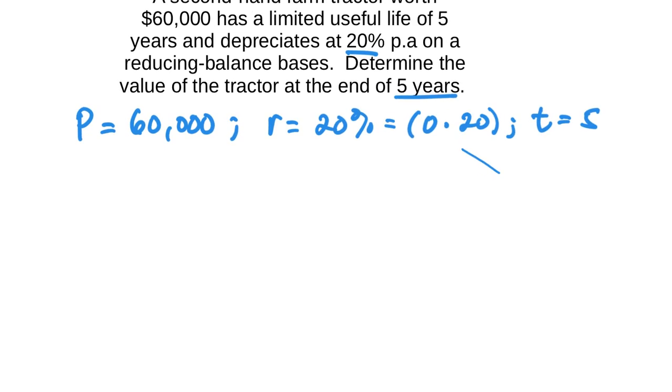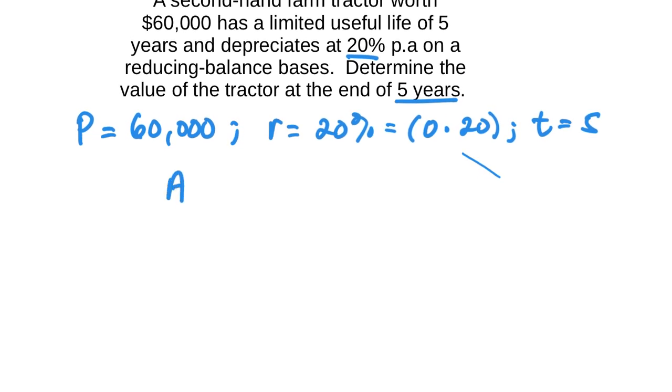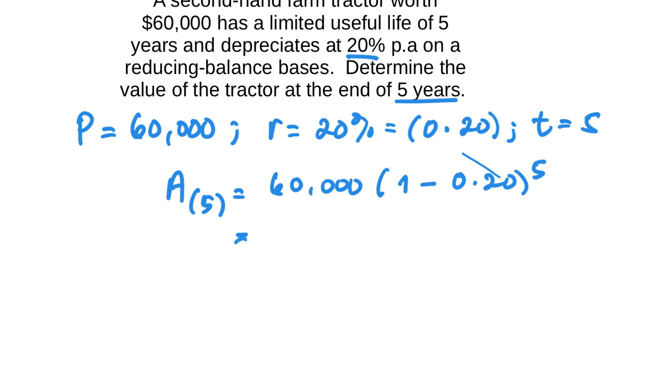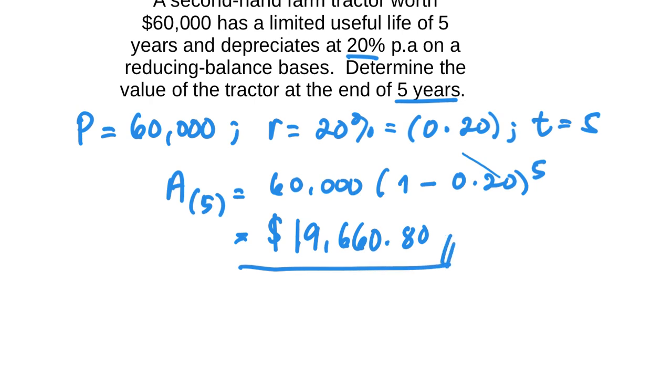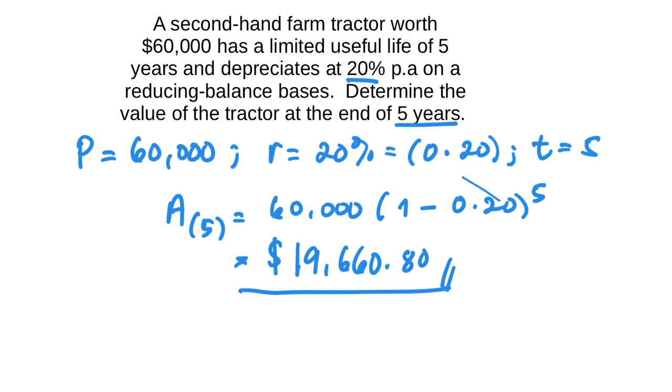Okay, so let's look at this one. A of 5, at the end of 5 years, is going to be 60,000 multiplied by (1 minus 0.20) raised to 5. Put that in your calculator. This should give you an amount of 19,660.80 only. So at the end of 5 years, this is the amount this second-hand farm tractor is worth, which was 60,000 at the very beginning.